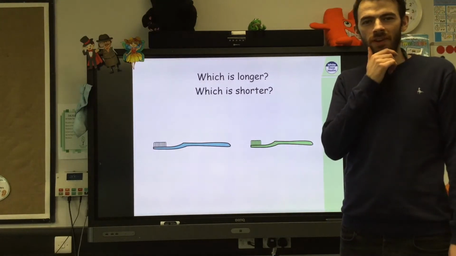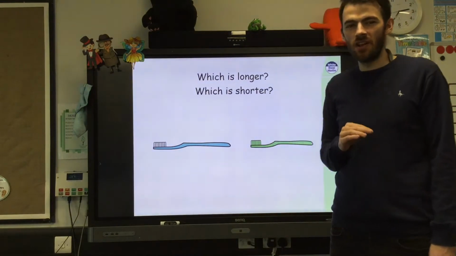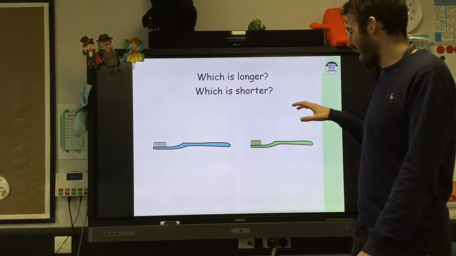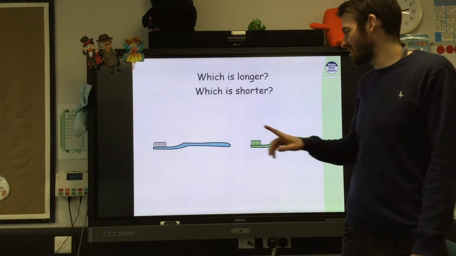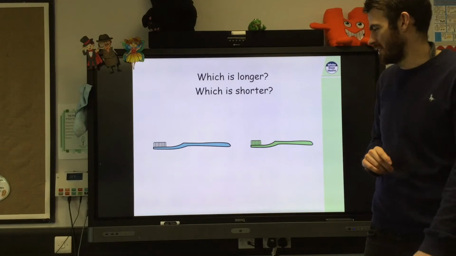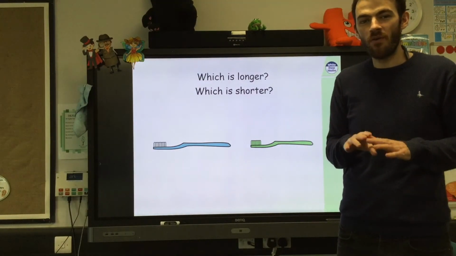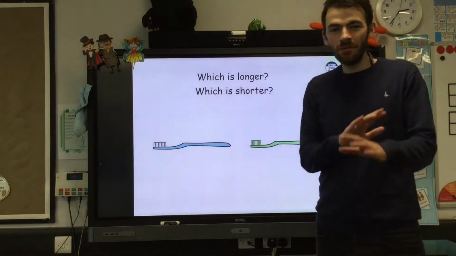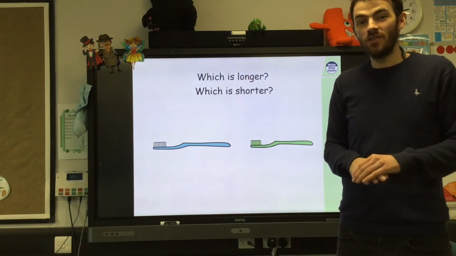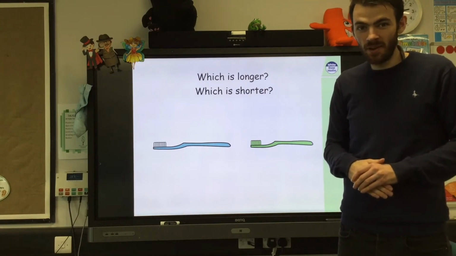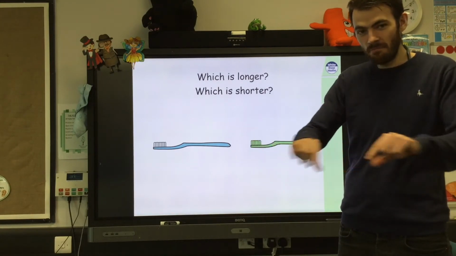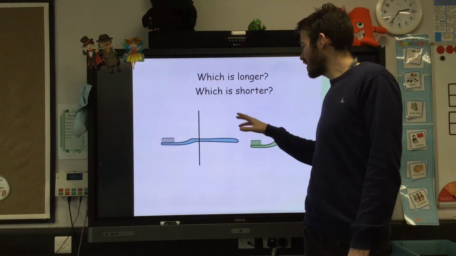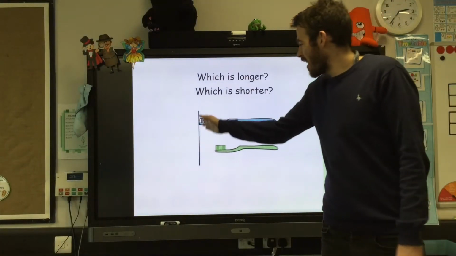In this question, it asks us to find which is longer and which is shorter, and we have two toothbrushes. However, I think that looks quite tricky to decide which is longer and which is shorter. So we're going to have to come up with a method to help us solve this. Now what we could do is we could draw a line anywhere on a page, and if you had that at home, you could draw a line on any piece of paper, or you could even use a ruler to make a real line.